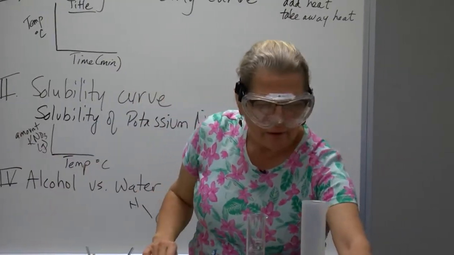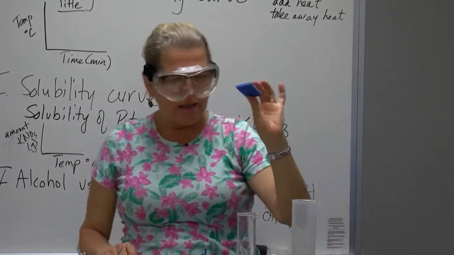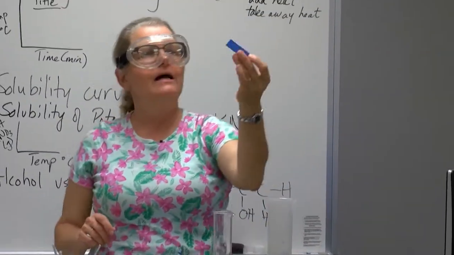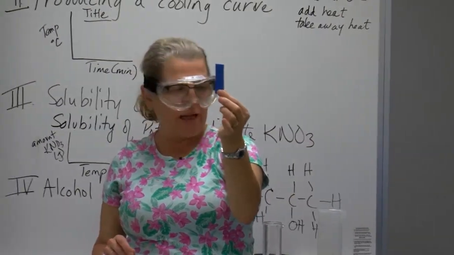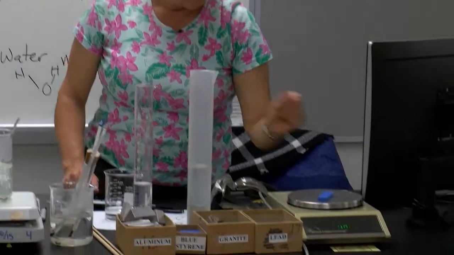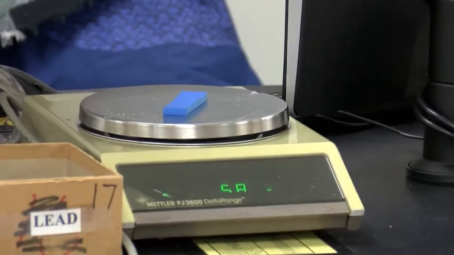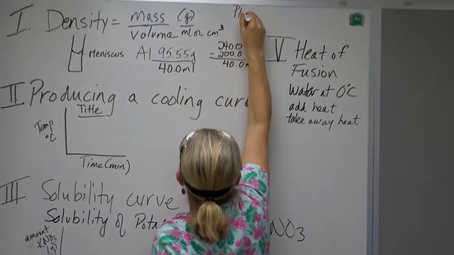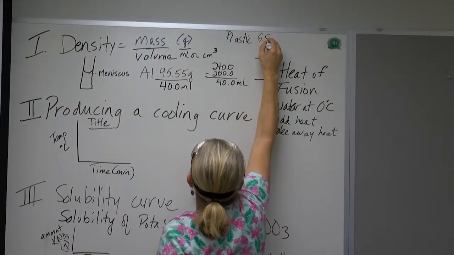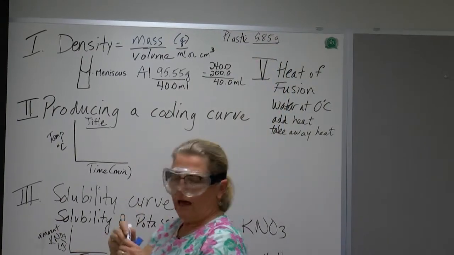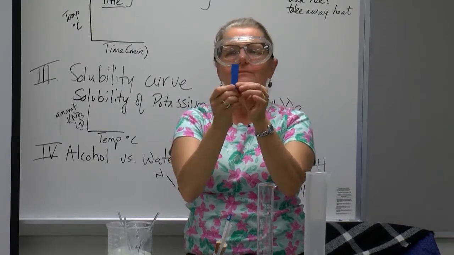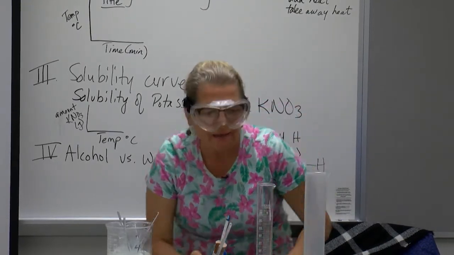All right, now we're going to find the density of this piece of plastic. Let me use a smaller piece so that I can use the glass. First we have to find the mass. 5.85 grams. Okay, the plastic. Now we could almost use length times width times height with this, but it's not exactly right.